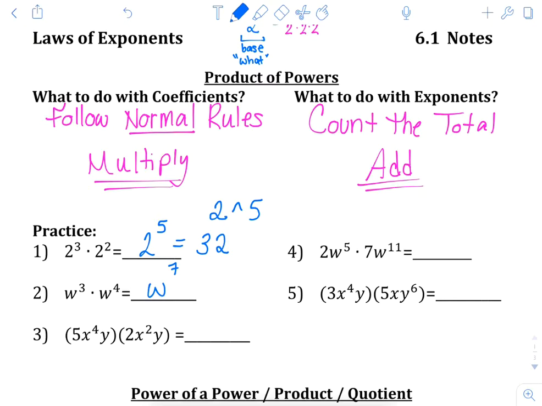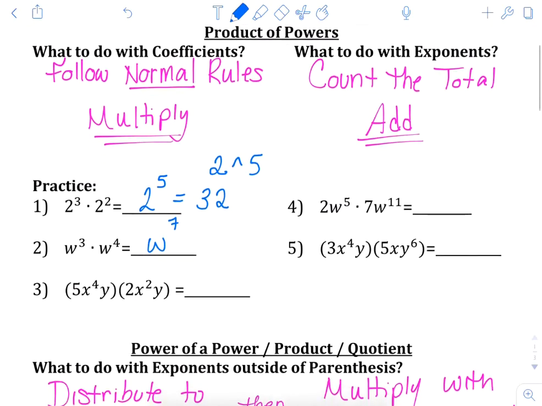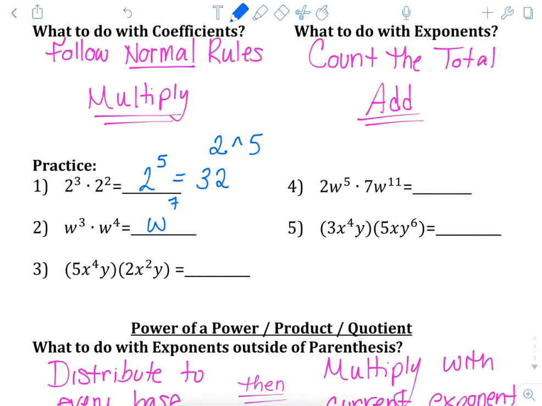Now, problem number 3 looks a little bit different. It's okay that there is no multiplication dot because we know that parentheses still means to multiply. So with that being said, I don't have an exponent on my 5. I also don't have an exponent on my 2, which means that I'm going to follow the normal rules and multiply them together. 5 times 2 makes 10.